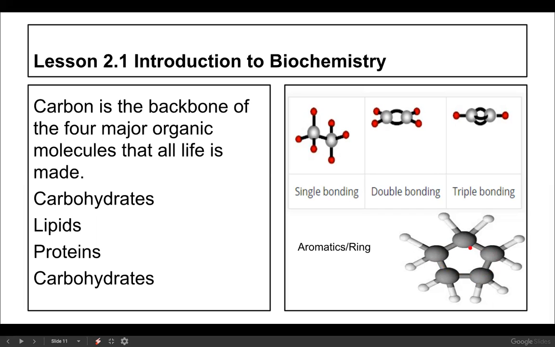Carbon is the backbone of the four major organic molecules that we'll be looking at: carbohydrates, lipids, proteins, and nucleic acids. We should have nucleic acids down here. That should say nucleic acids.